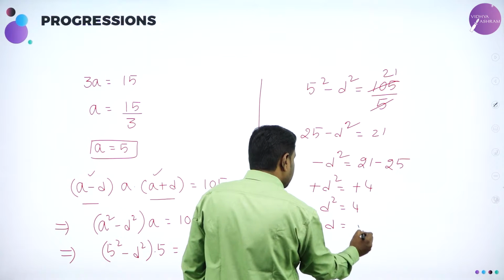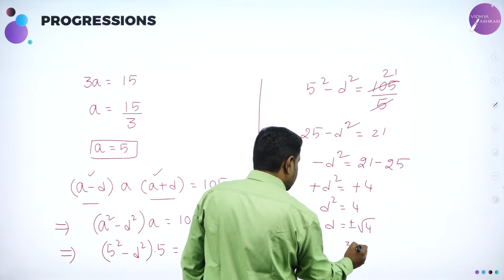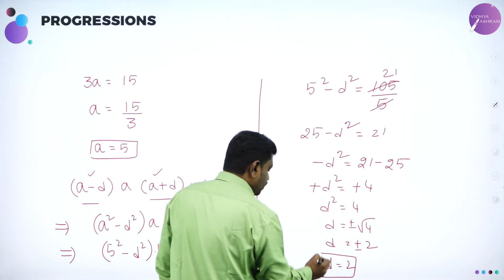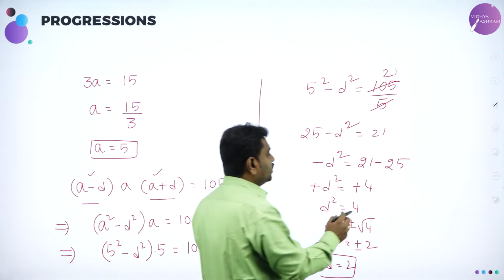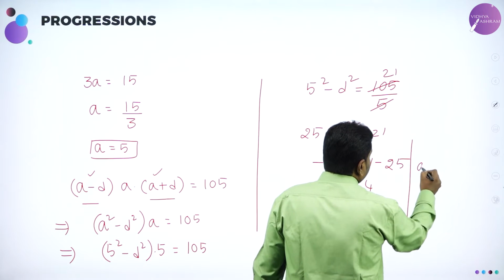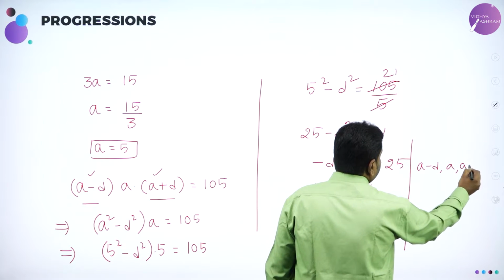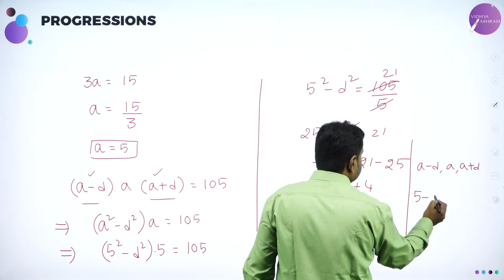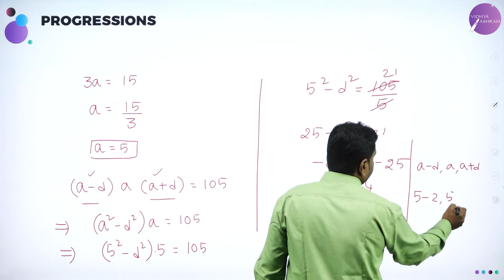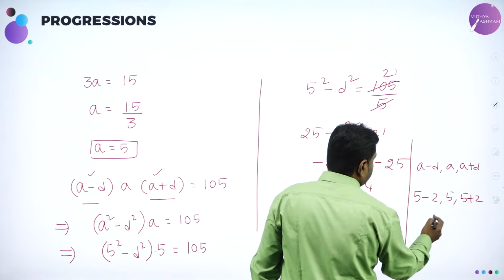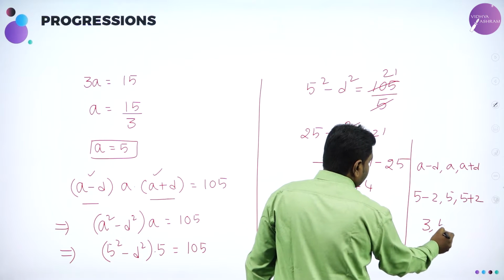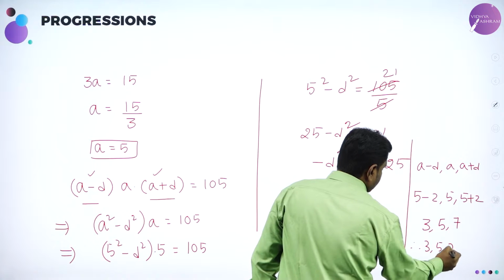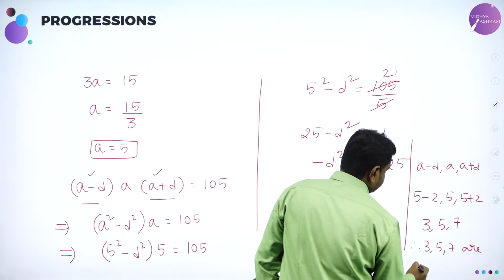d is plus or minus 2. Any one you take is sufficient. I'll take d is equal to 2. Now what are the terms? a minus d, a, a plus d. And you know the value of a. What is the value of a? You got 5. So 5 minus d, 5 minus 2, 5, 5 plus 2. That is 5 minus 2 is 3, 5, and 5 plus 2 is 7. So therefore 3, 5, 7 are the terms.